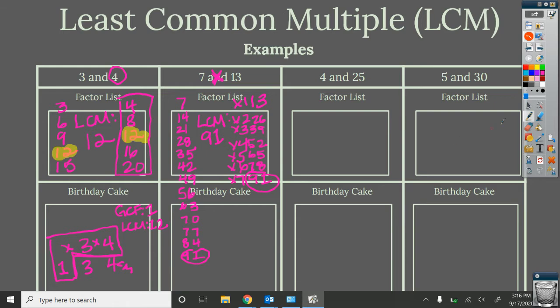Okay, now I'm going to do birthday cake again. Let me highlight these real quick so they all look the same.